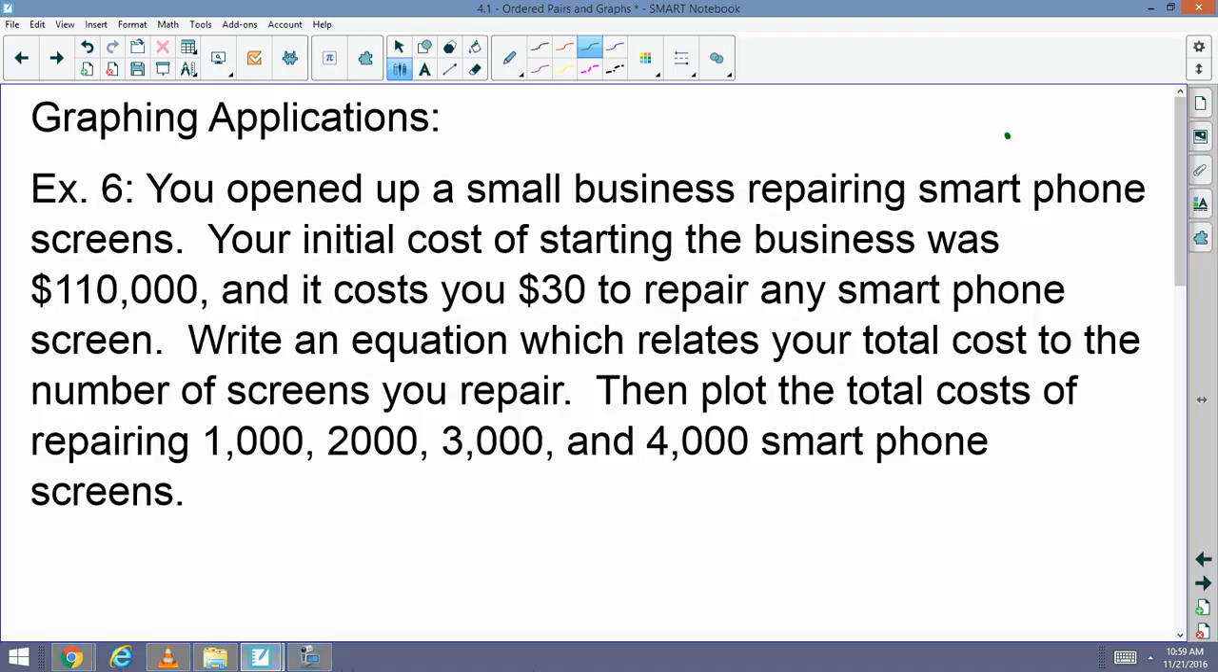All I ask you to do is please make sure you can make a table of values right now. Make sure you can graph ordered pairs. Make sure you know where all the quadrants are. And make sure you know that the x-axis goes horizontal and the y-axis vertical.